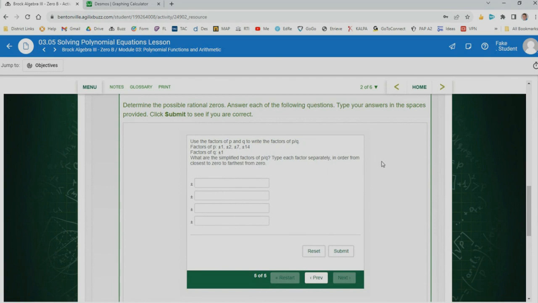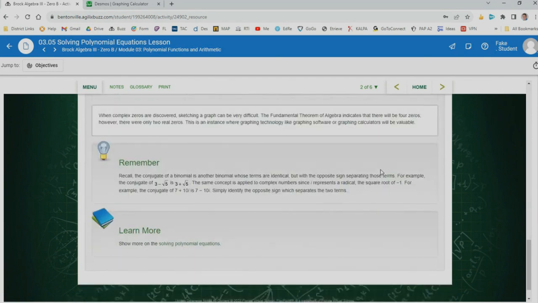So, all right. When complex zeros are discovered, sketching the graph can be difficult, right? So the fundamental algebra indicates there's 4 zeros, but it turns out there's only 2 real zeros. So that's when we get a little tricky on that. So we can't just graph it and find the zeros, because a lot of times there's imaginary zeros.